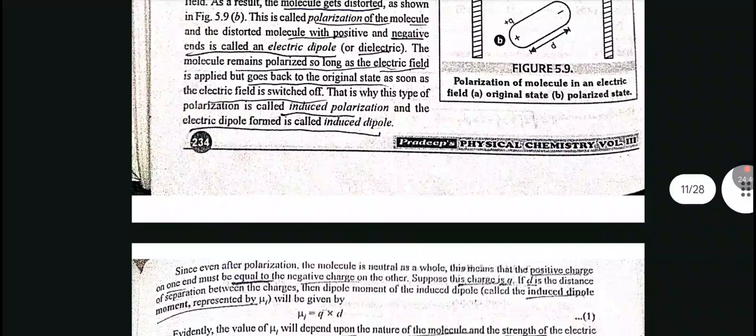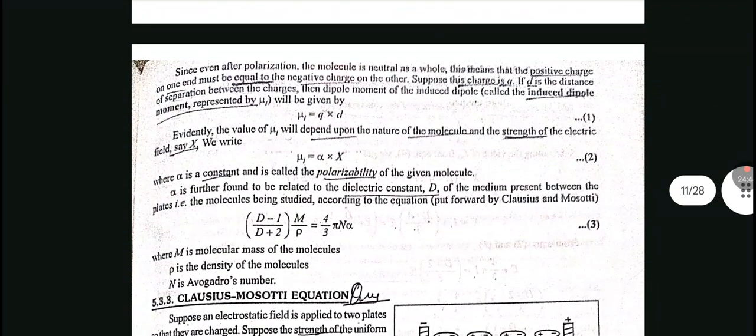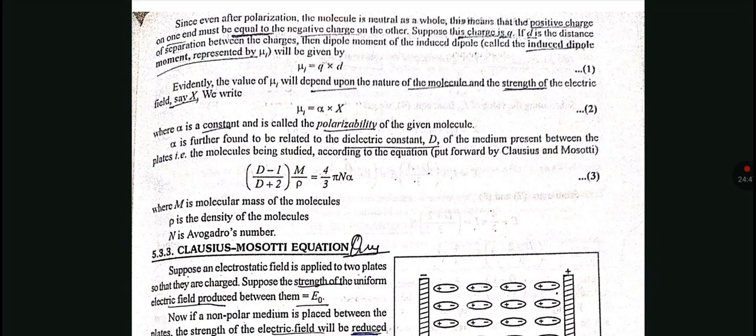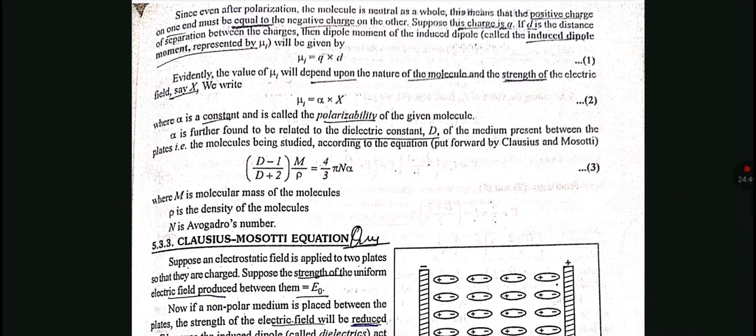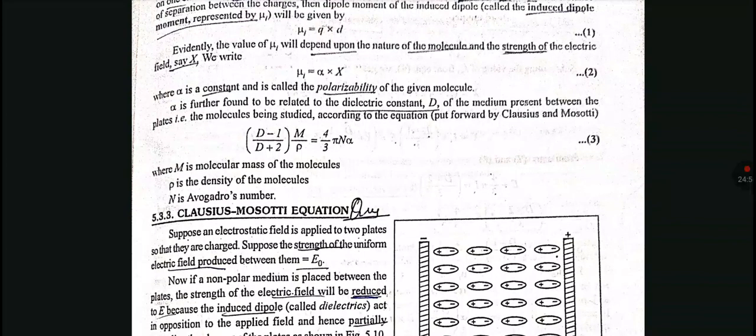Since after polarization the molecule is neutral as a whole, this means that the positive charge at one end must be equal to the negative charge on the other. Suppose the charge is q and the distance of separation between the charges is d. The induced dipole moment, represented by mu I, will be given by mu I = q × d. Evidently, the value of mu I will depend upon the nature of the molecule and the strength of the electric field. Say X, we write mu I = alpha × X, where alpha is a constant and is called the polarizability of the given molecule.